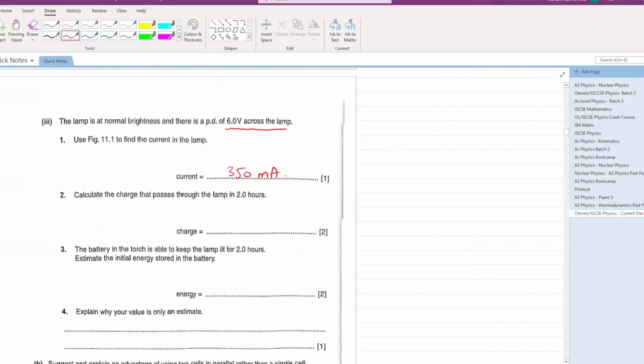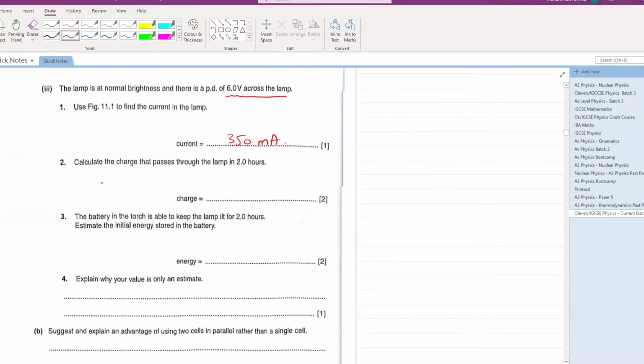Calculate the charge that passes through the lamp in 2 hours. So you have to calculate the charge. Charge is equal to I T. Current is 350 times 10 raised to the power of minus 3, times the time, that is 2 times 60 times 60. So let's calculate this. 350 times 10 raised to the power of minus 3. Why? Due to the milliampere thing. Multiplied by 2, multiplied by 60, multiplied by 60. This comes out to be 2520 coulombs is your charge.